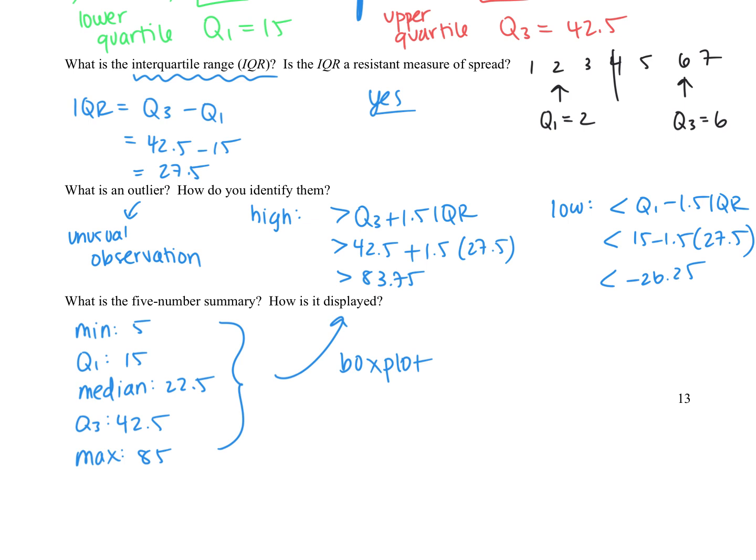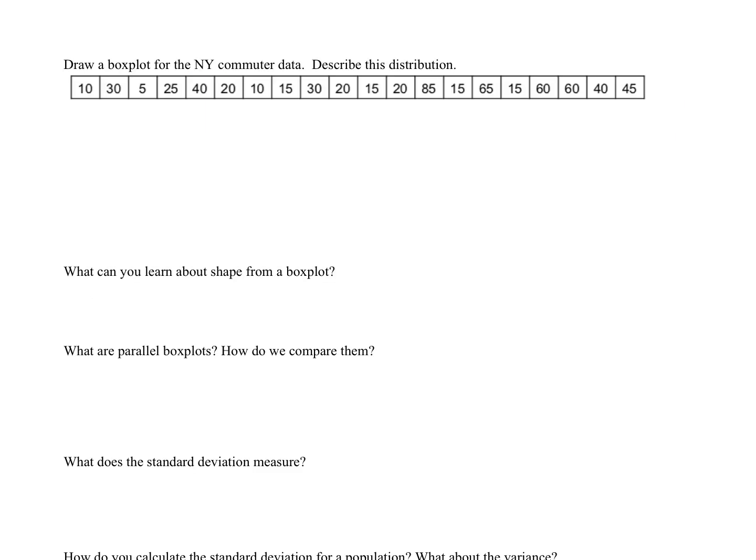Questions before our break? Okay, so we've talked about measures of center. We've looked at the first few measures of spread, and we've talked about the 5-number summary. So what we're going to do now is use that 5-number summary to construct a box plot.